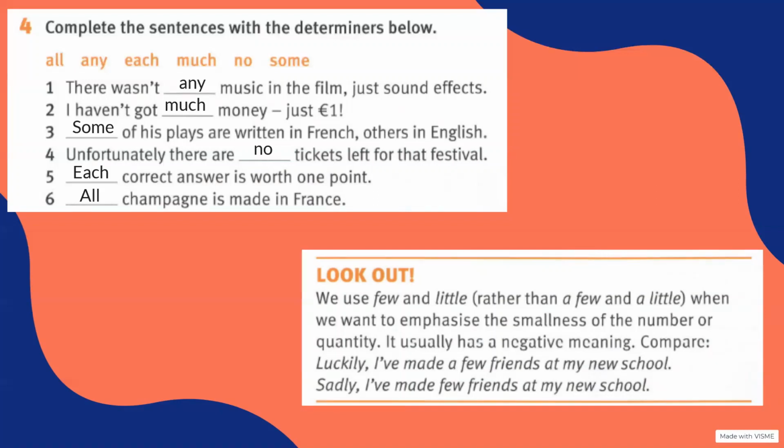Each correct answer is worth 1 point. Each can be used with singular, each answer, and it cannot be used with plural. You cannot say each answers. So this is a specific case where you can only use it in the singular. And all champagne is made in France.